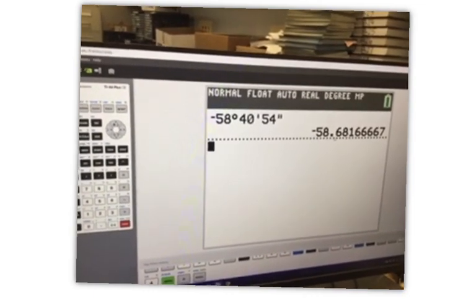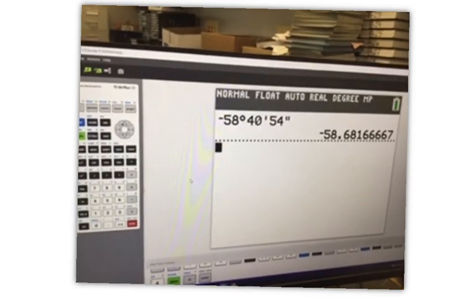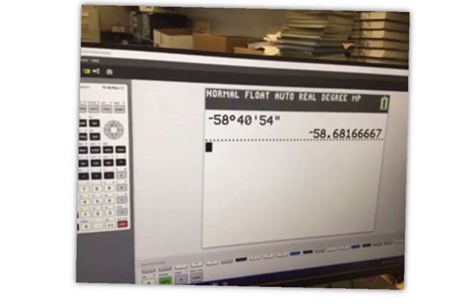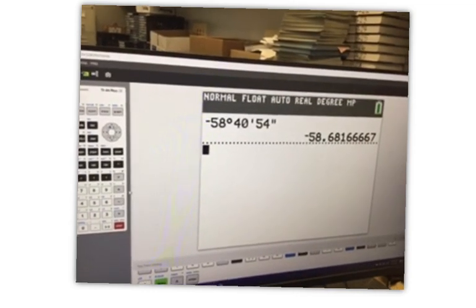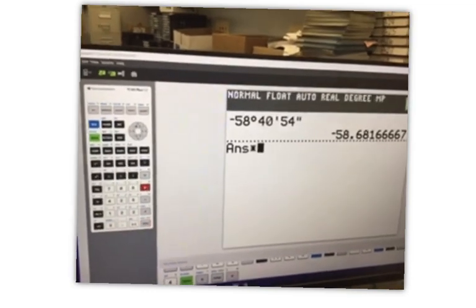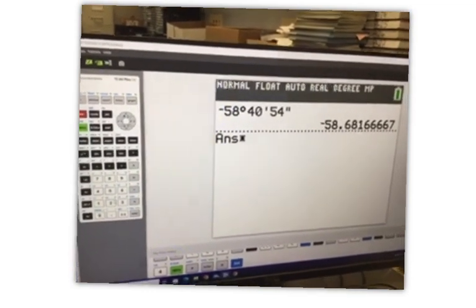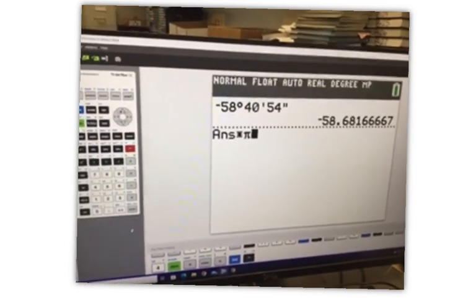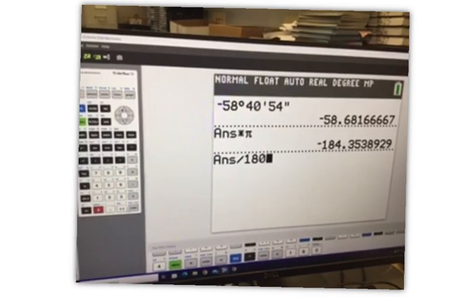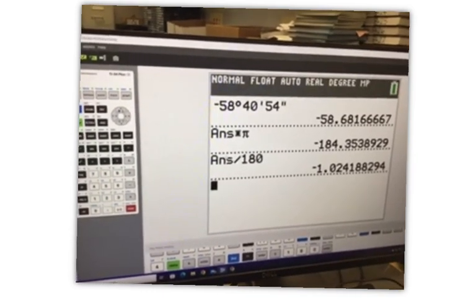So it's negative 58.681, and then 6 repeating is the angle measure in degrees. And then the question wanted me to convert this to radians. So to convert to radians, I need to multiply by pi. So multiply by pi, there it is. And then divide by 180. And that would give me the radian measure.